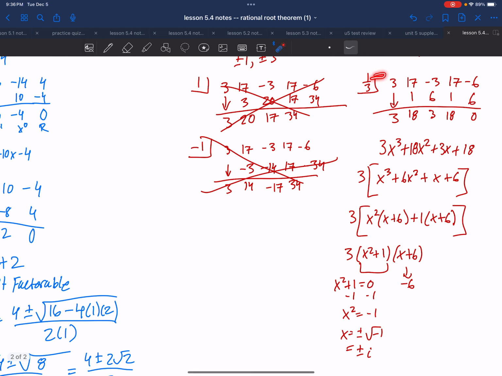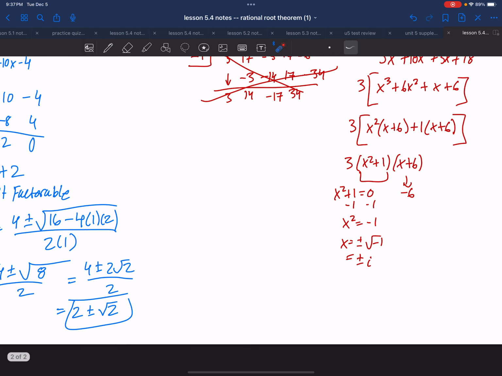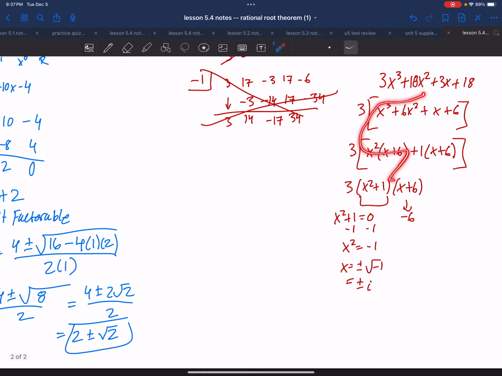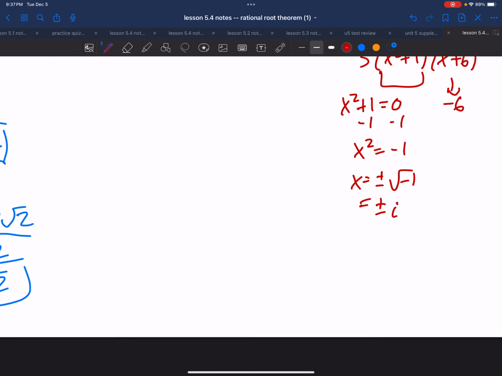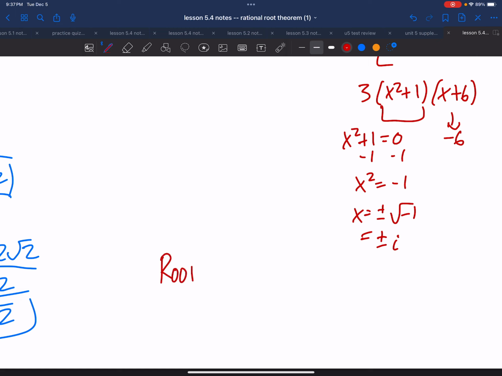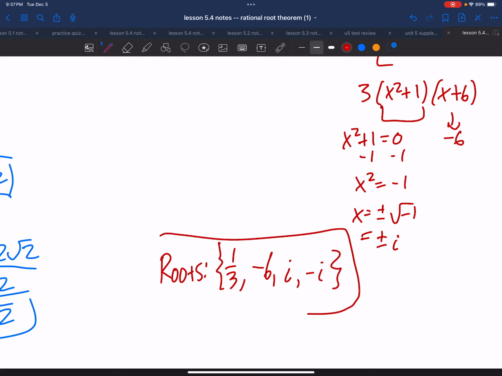I found all the other roots, right? I tested 1/3, and then from that, I fully factored this by using grouping techniques and GCF. And then I found one of the roots to be negative 6, and the other root to be positive or negative i. So my roots are 1/3, negative 6, i, and negative i. And I am done. I say, I am done.